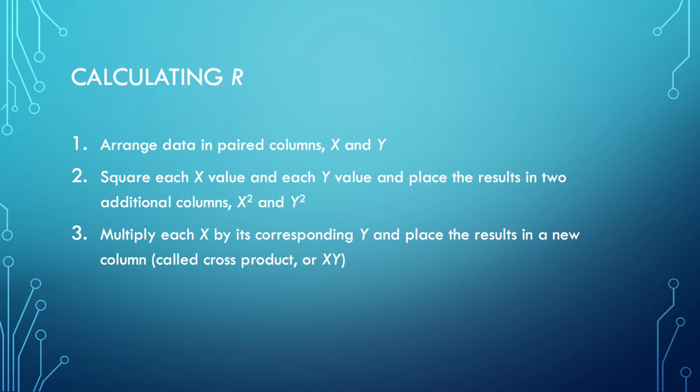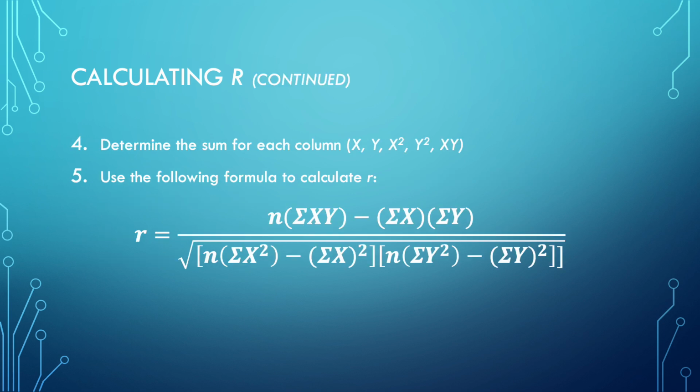And then we want to multiply each X by its corresponding Y and place the results in a new column called the cross product, or the XY. Our next step is to determine the sum for each column. So the sum of X, the sum of Y, the sum of X squared, the sum of Y squared, and then the sum of XY. And then we're going to use the below formula to calculate R.